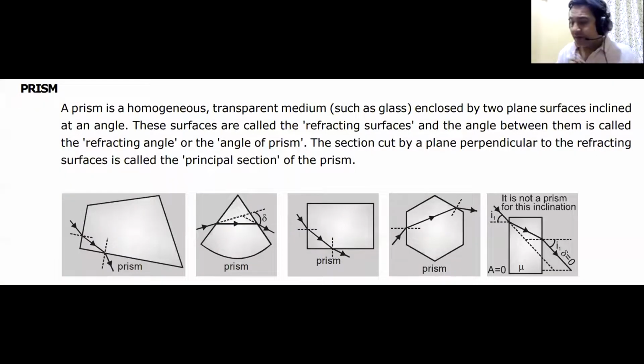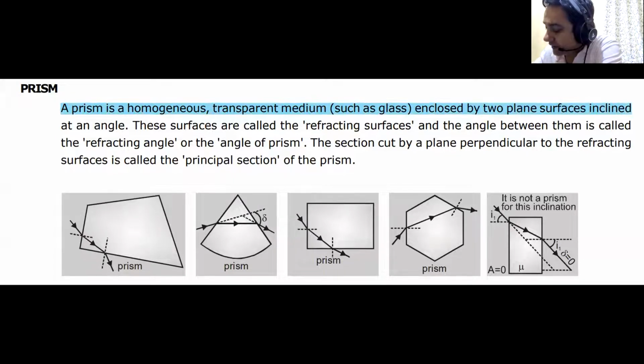Okay, so we'll start with the definition of prism. You might not be aware of it, and I'll try to explain what is a prism and how does it work. A prism is a homogeneous transparent medium, made up of glass, let us say, enclosed by two plane surfaces which are inclined to each other at an angle. So basically this prism must be made up of a transparent homogeneous medium. Homogeneous means same, it should not be made up of different materials, otherwise it becomes a complicated thing. It should have at least two surfaces where refraction happens.